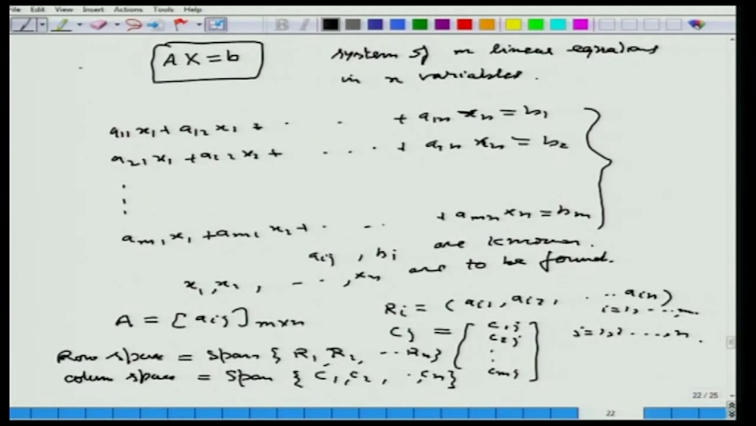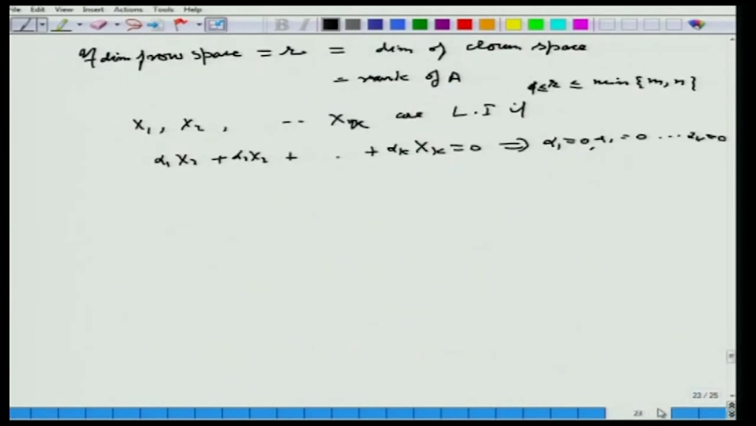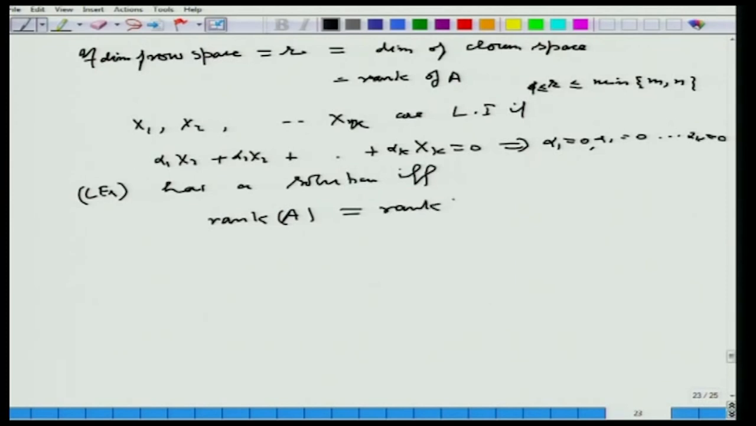system of linear equations, we will say this as LEs, linear equations, has a solution if and only if the rank of A is the same thing as the rank of the augmented matrix [A B]. So, here this is the augmented matrix, we put it in brackets for the augmented matrix.